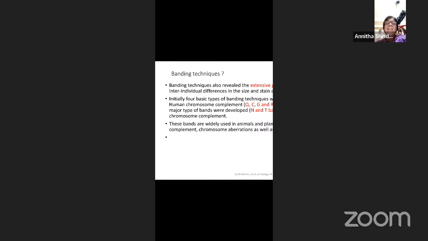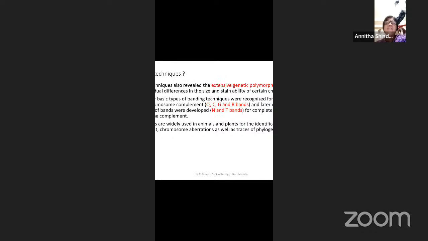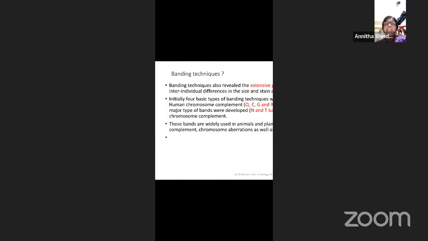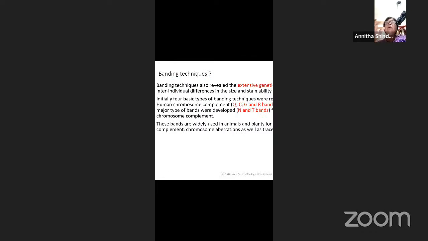These bands are widely used in animals as well as in plants for the identification of the chromosome complement, chromosome aberrations, that is abnormalities, and also to find any traces of phylogeny. So the banding techniques are staining techniques introduced to study the structure and size of the chromosome complement, and also to study the various chromosomal abnormalities.